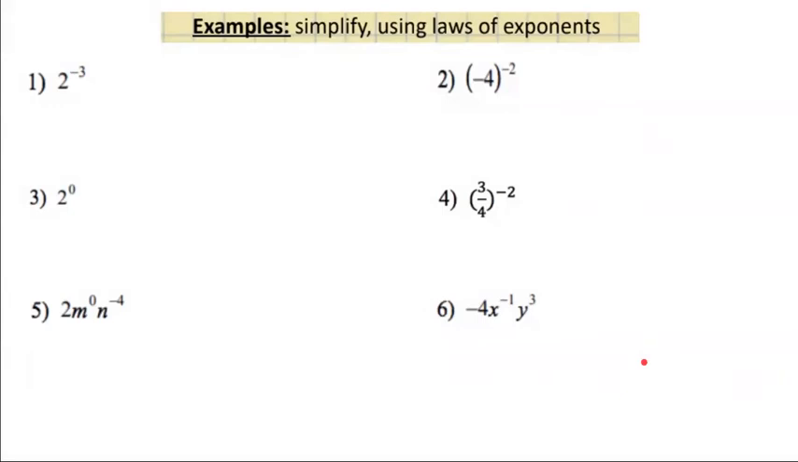All right, problem number 1 introduces us with a negative exponent, so no need to worry. This is just equal to 1 over 2 cubed, which we can quickly simplify to 1/8.